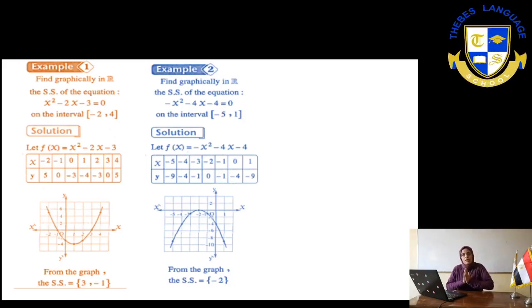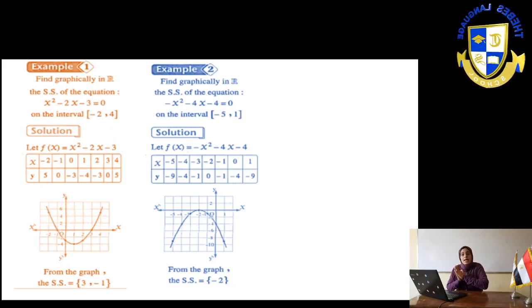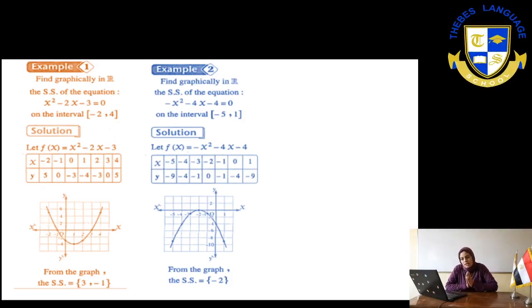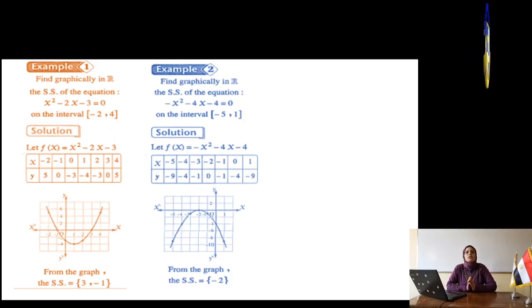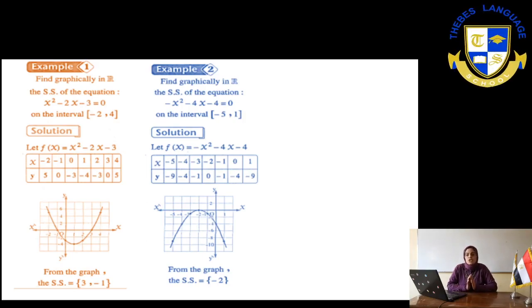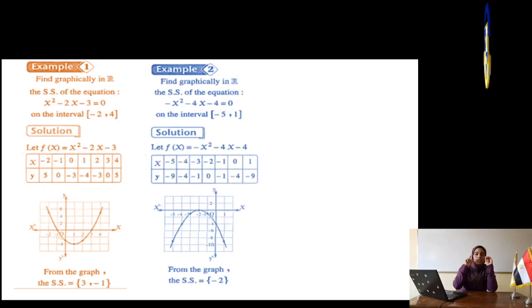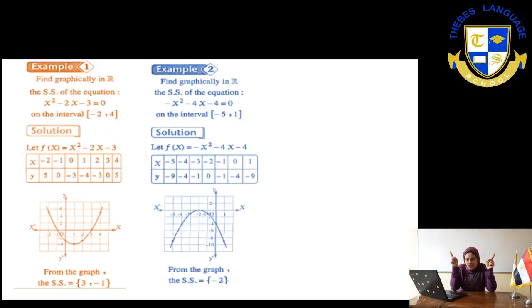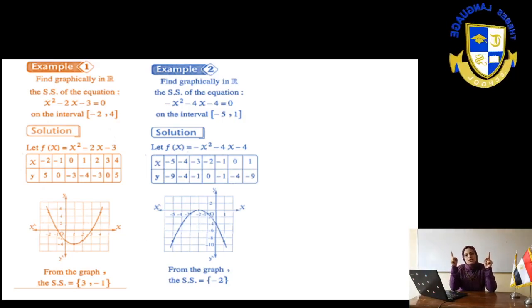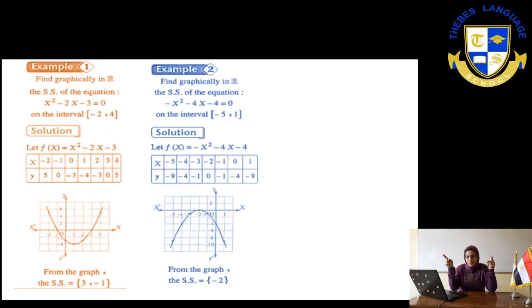As we see, the curve intersects the x-axis at the points (3, 0) and (-1, 0). So the solution set here is {3, -1}, but the intersection points with the x-axis are (3, 0) and (-1, 0). Let's move to example number 2.